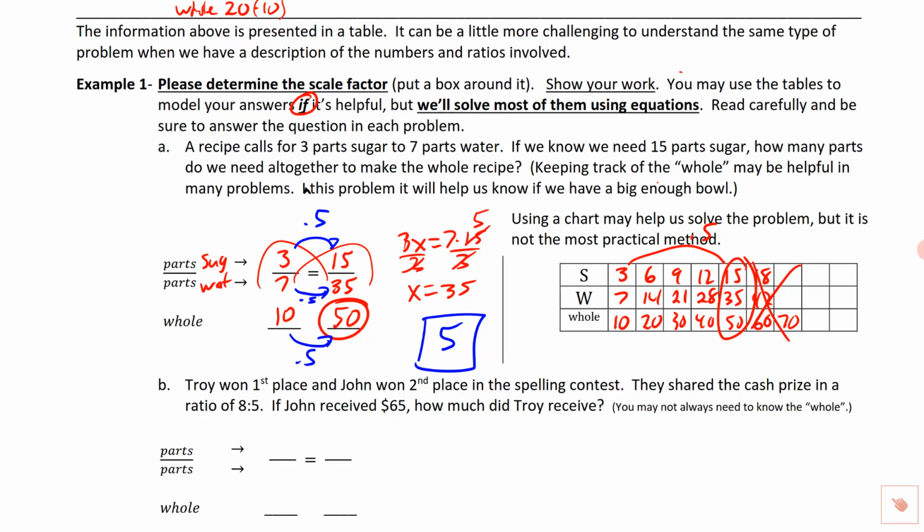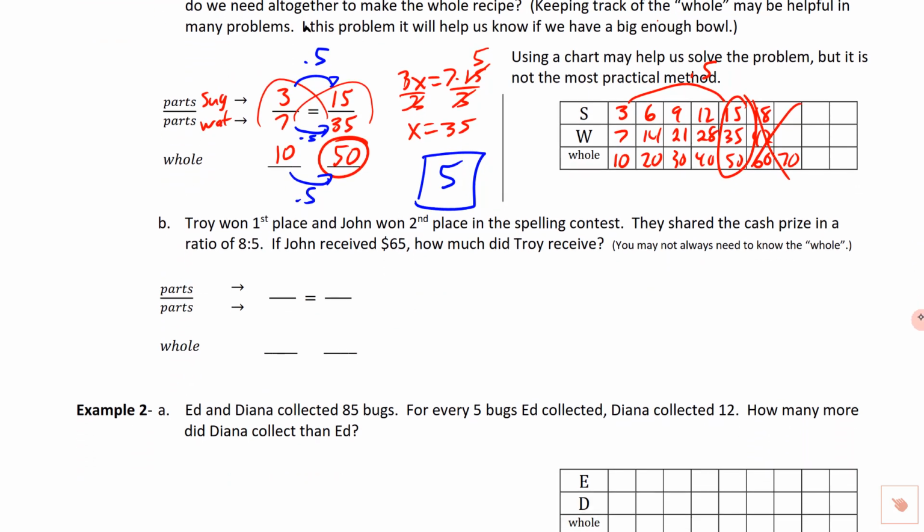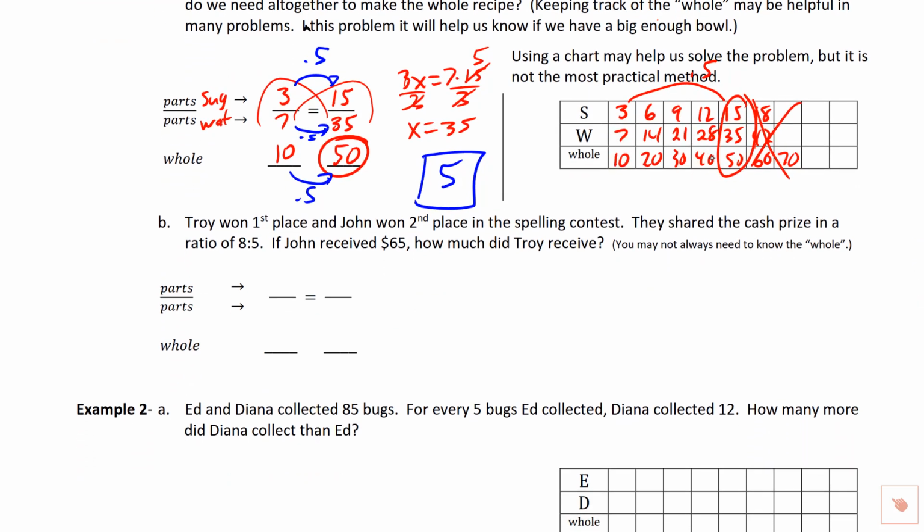All right, let's take a look at this next problem, and I'll show you why I really don't like this other method over here. So Troy won first place and John won second place in the spelling contest. They shared a cash prize in the ratio of 8 to 5. So let's put Troy here, and let's put John here. And the ratio is 8 to 5. So he definitely won more. And then the whole part right here is going to be 13. Let's combine those together. And it says if John received $65, how much did Troy receive?